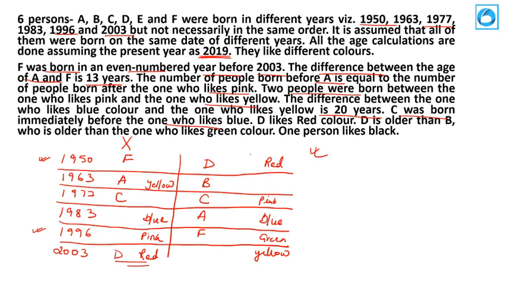So quickly place whatever is left. One person likes black, so B will be the one who likes black, and the one person who is left to be placed is your E. So yes, E will be coming here who likes yellow.